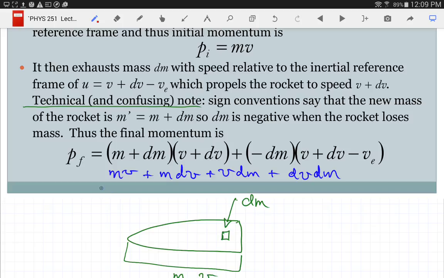There's a minus sign here, so I'll have minus, and let me put terms in the places that make the most sense. There's a minus VDM, so minus VDM. That's these two terms. There's a minus DVDM. That's these two terms. And then there's going to be a minus and a plus VEDM.